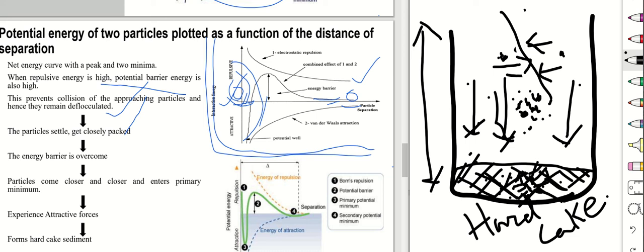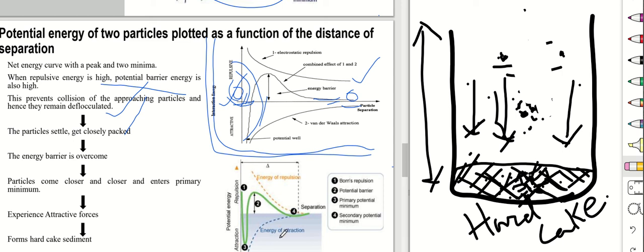Thus, a deflocculated suspension is said to be unstable because of these charges or forces or the potential energies that exist. So, as pharmacists, we should make sure that we reduce the potential barrier. We should reduce the electric potentials between the particles, right? And now, this is how it is explained.